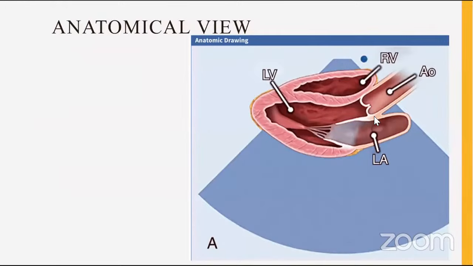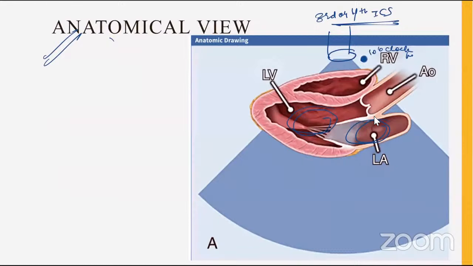Now this is the anatomical view. We can see that we have put the probe here at third or fourth intercostal space parasternally, and the index mark is here, that is at 10 o'clock position. We can see this is left atrium. We have left ventricle here. Separating the left atrium and left ventricle is the mitral valve or a bicuspid valve.